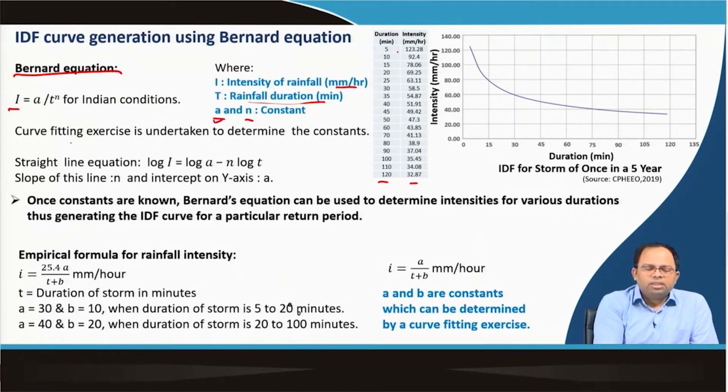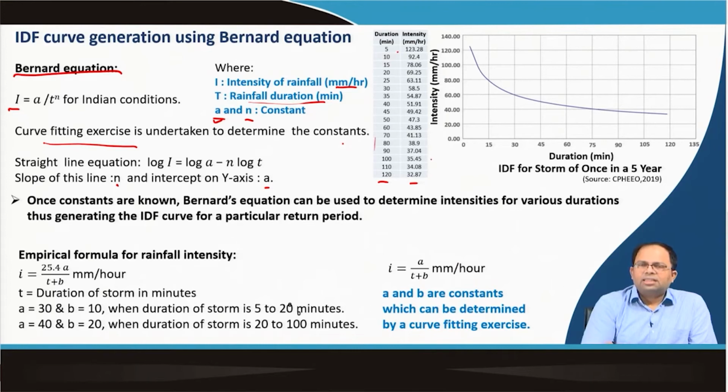So, how can we do this curve fitting exercise? It is undertaken to determine the constants, and we can just take log of both sides, log I equal to log A minus n log t, and then we can determine the slope of the line is n and intercept on the y axis is A. So, based on that we can determine n and A. So, we can fit a linear line between these points.